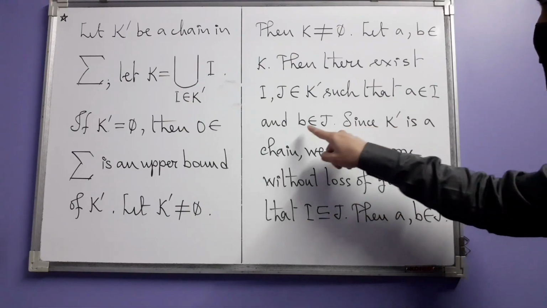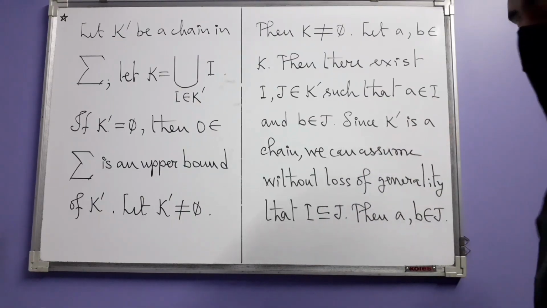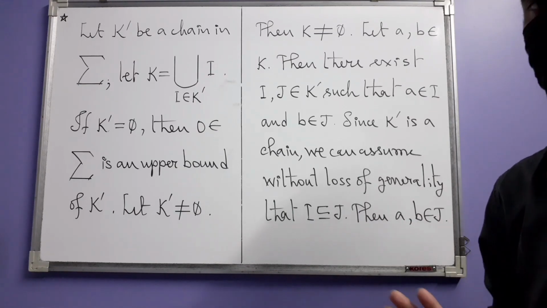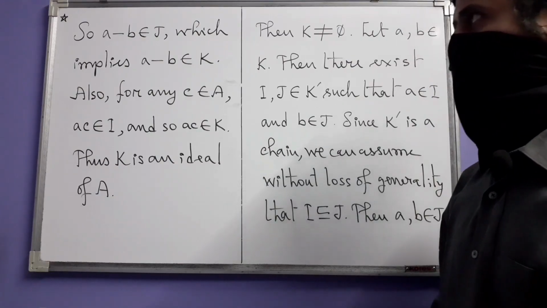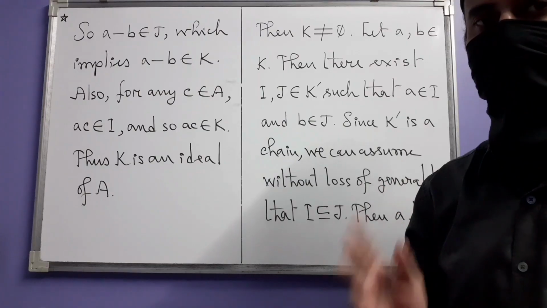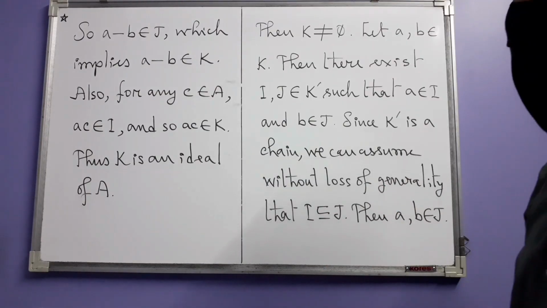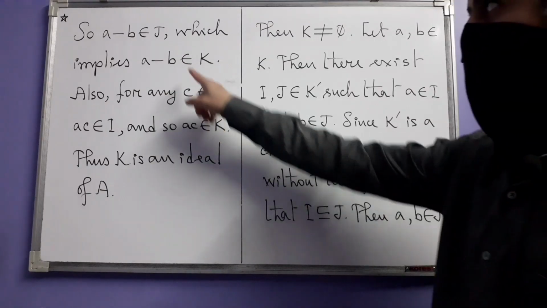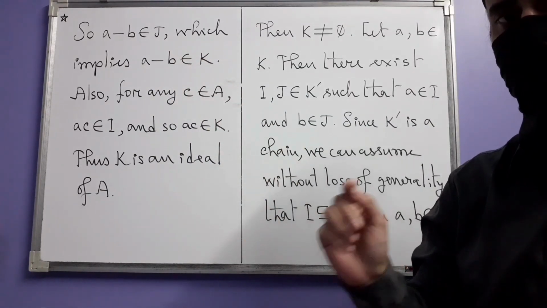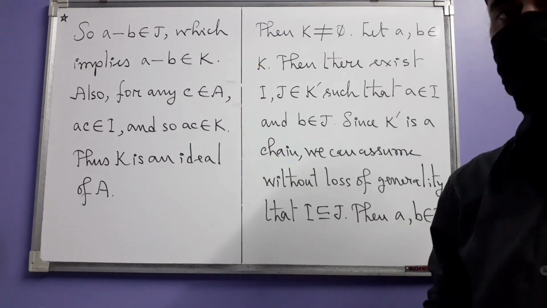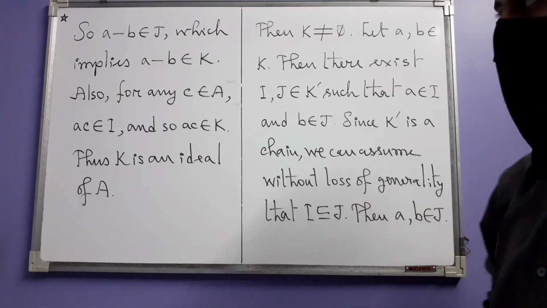But then B is already in J, whereas A, being in I, will also be in J. So now we have that A and B are two elements in J, and J is an ideal. Because of that, A minus B belongs to J, because J is an ideal, so it's a subgroup of our ring under addition, which implies that A minus B belongs to K. Why? Because J is one of the sets in the union which is K. That is why. And this proves that K itself is a subgroup of our ring under addition.